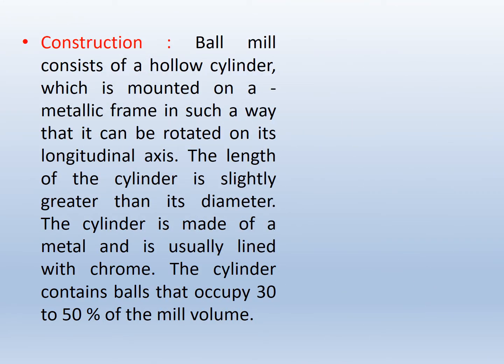Considering the construction of the ball mill, it consists of a hollow cylinder which is mounted on a metallic frame in such a way that it can be rotated on its longitudinal axis. The length of the cylinder is slightly greater than its diameter. The cylinder is made of metal, usually lined with chrome. The cylinder contains balls that occupy 30 to 50% of the mill volume.